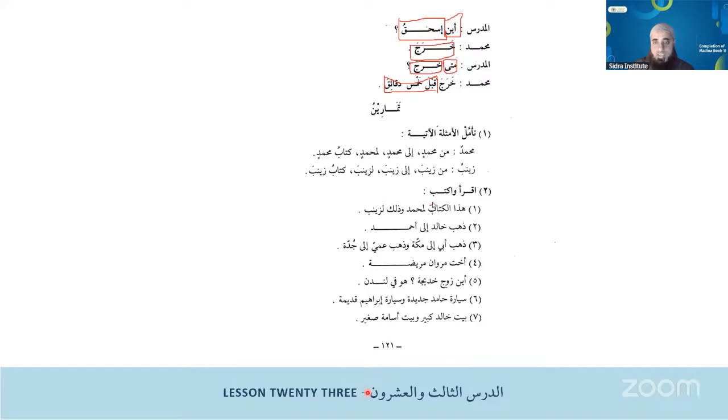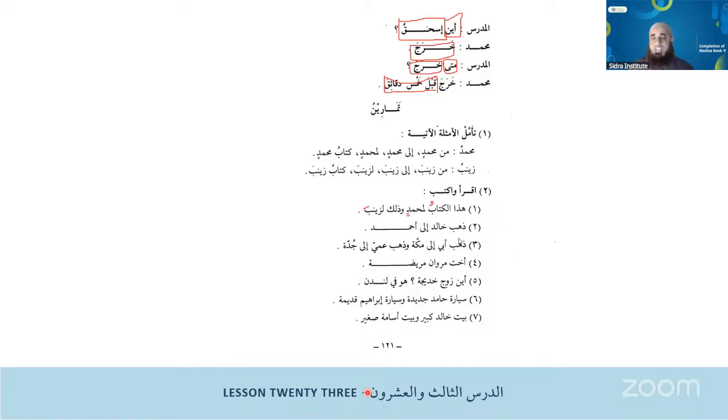Okay, so we're not going to say this is a book, we're going to say this book, because after Ismul Ishara, if it's got al, then it's not a complete sentence. So هذا الكتاب, this book, لمحمد is Muhammad's or belongs to Muhammad. وذلك لزينب, and that one is Zainab's, or you could say that one belongs to Zainab. So لمحمد, it's munsarif, not غير munsarif, so we're going to say لمحمد. And Zainab being غير munsarif, we're going to say لزينب.